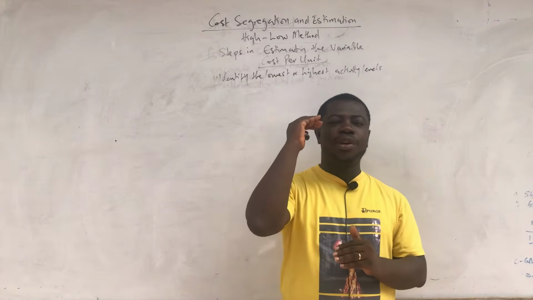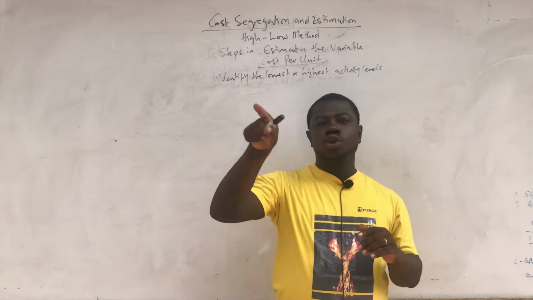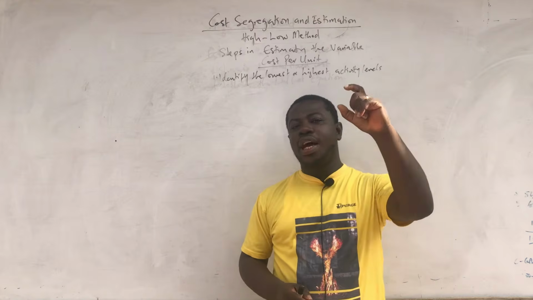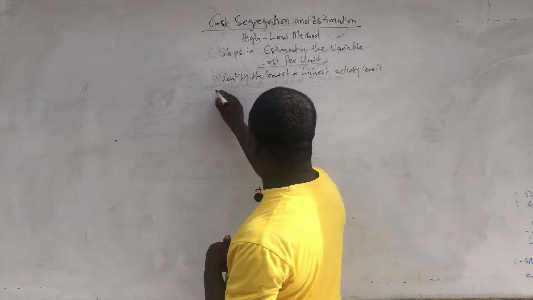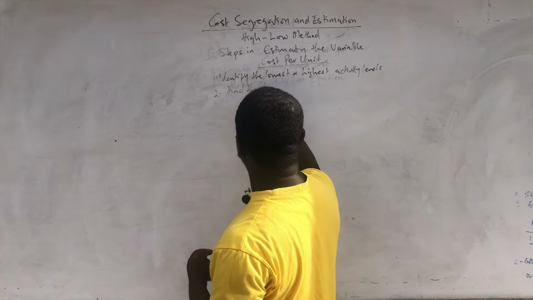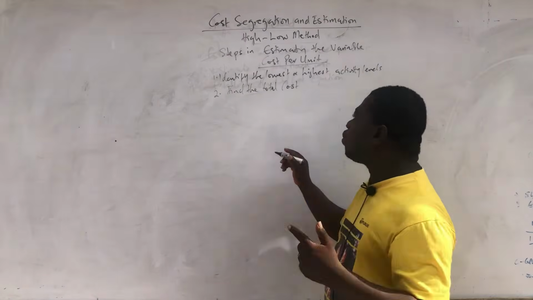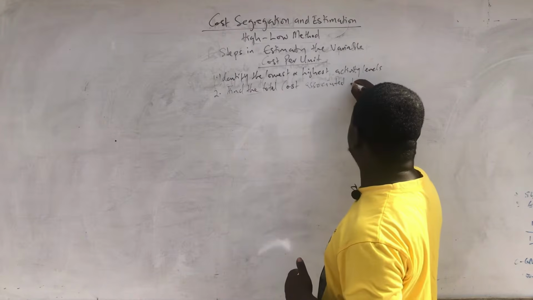And so once you are able to estimate the highest activity level and the lowest activity level, you should be able to find the total costs that are associated with both the highest activity level and the lowest activity level. And so that is the second step. Find the total cost associated with both the highest and the lowest.